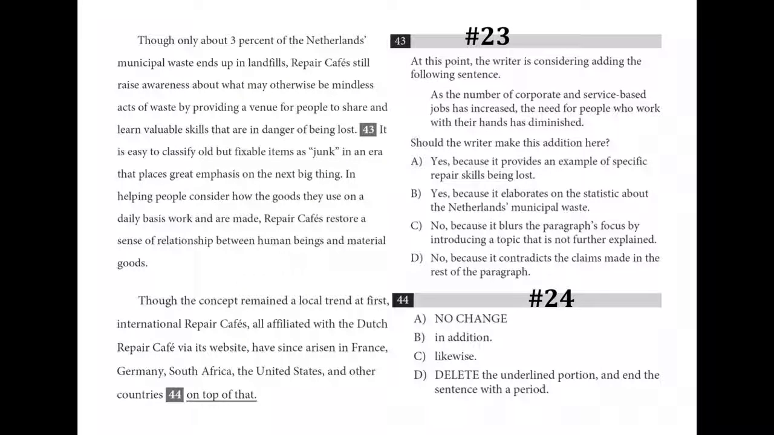43. At this point, the writer is considering adding the following sentence. As the number of corporate and service-based jobs has increased, the need for people who work with their hands has diminished. Should the writer make this addition here? C. No, because it blurs the paragraph's focus by introducing a topic that is not further explained. Choice C is the best answer because it accurately states that the issue of corporate and service-based jobs is not particularly relevant at this point in the paragraph. The focus here is on repairing objects in a throwaway culture, not jobs.